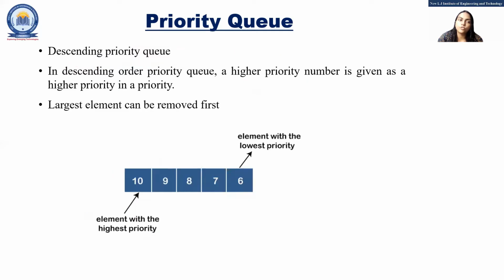Now the reverse is the situation with a descending priority queue. In a descending priority queue, as you can see, the queue is implemented in the form of an array, and it is a descending array. Here, the higher the number, the higher the priority. So as you can see here, element 10 is the element with the highest priority, so it will be first deleted or retrieved from the queue.